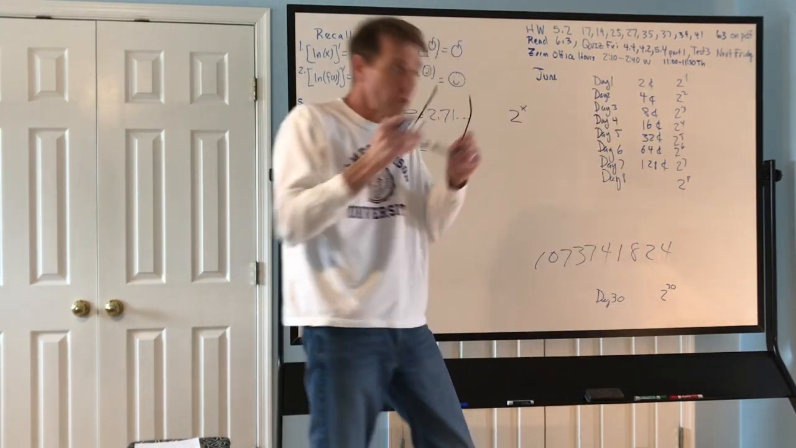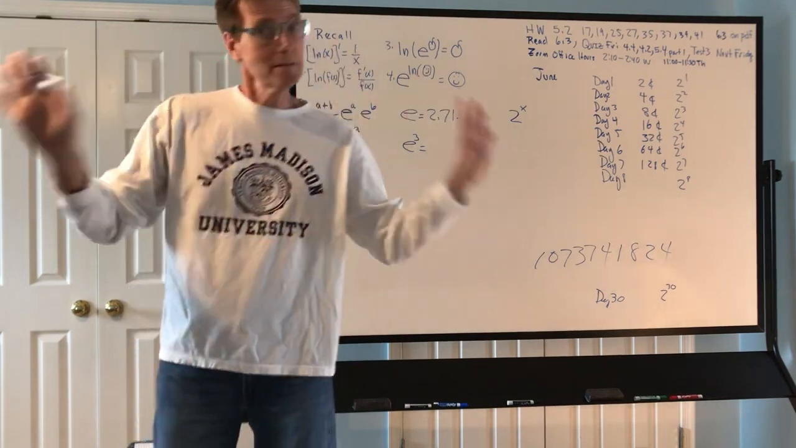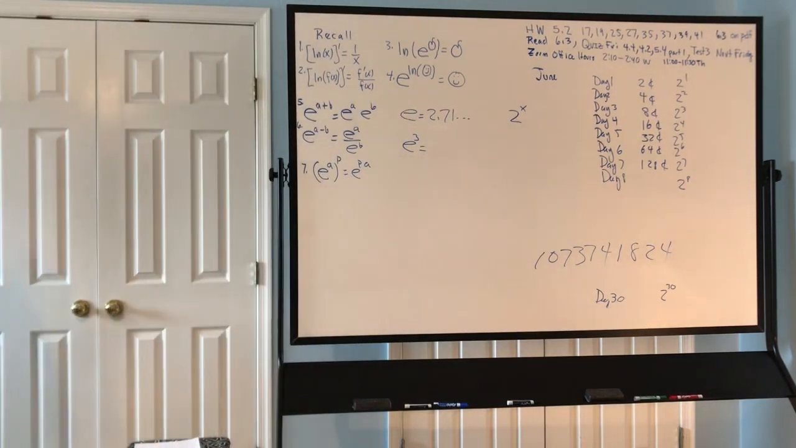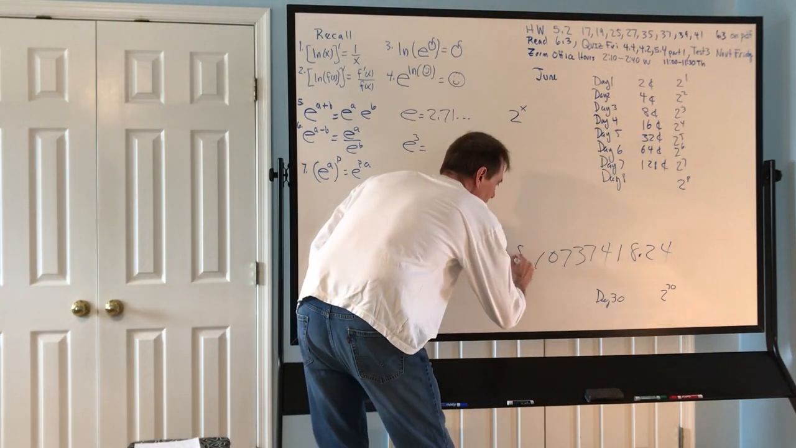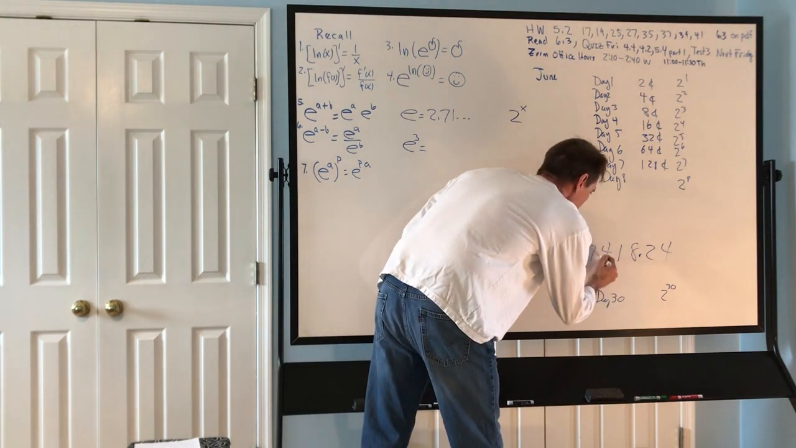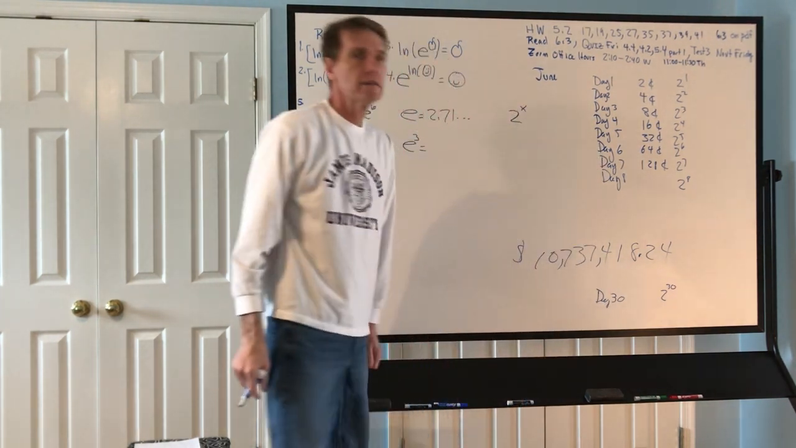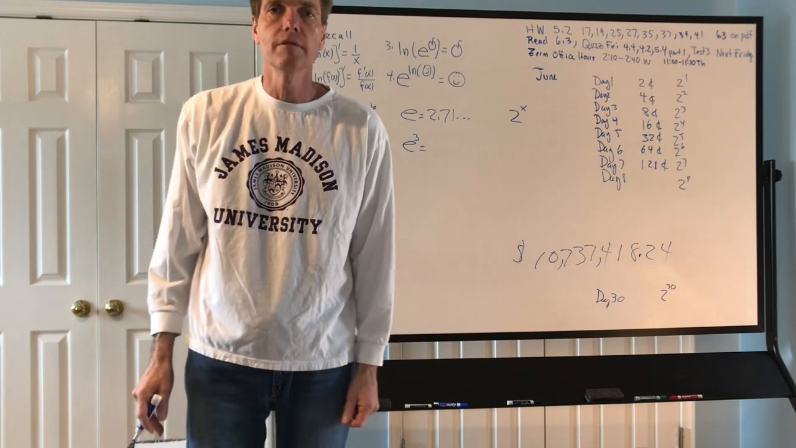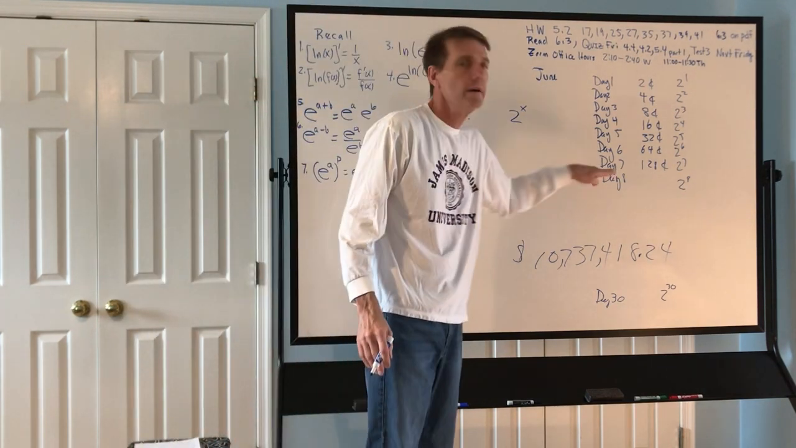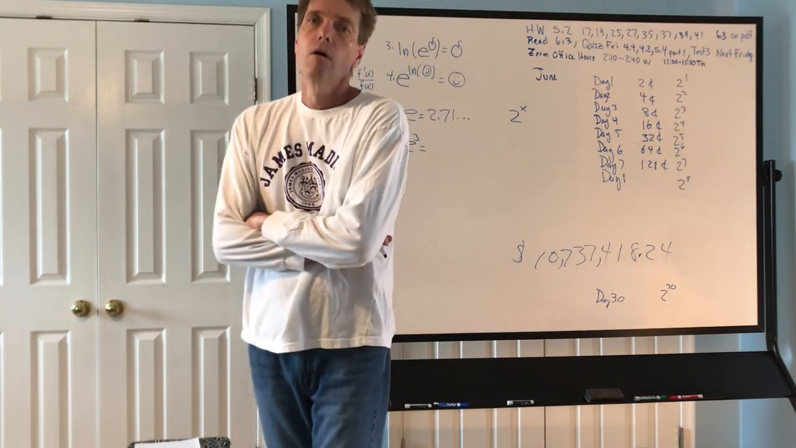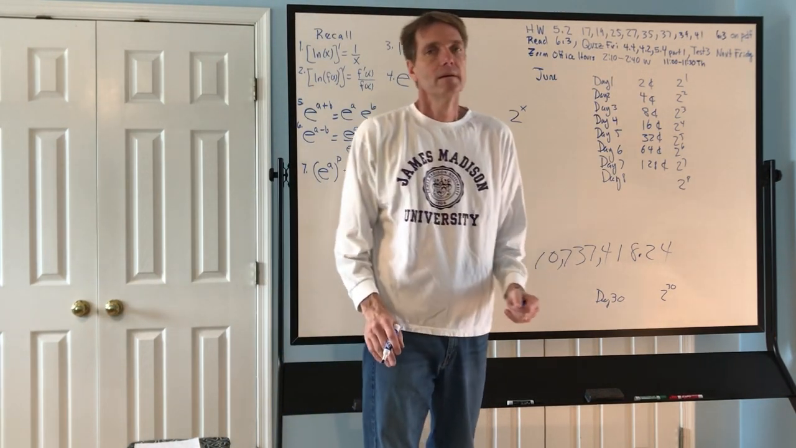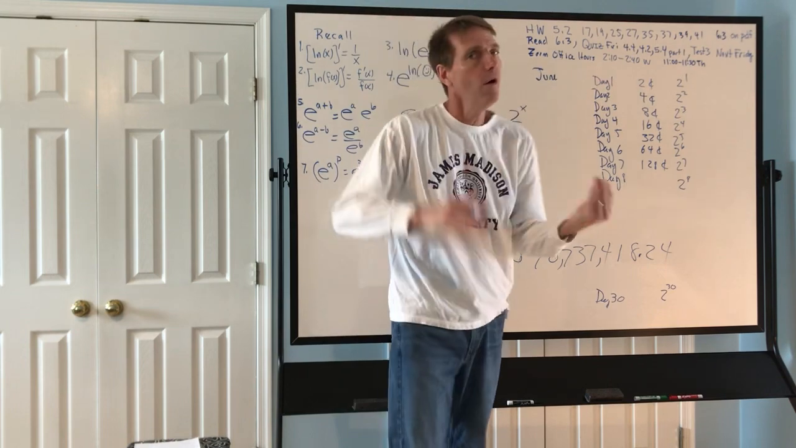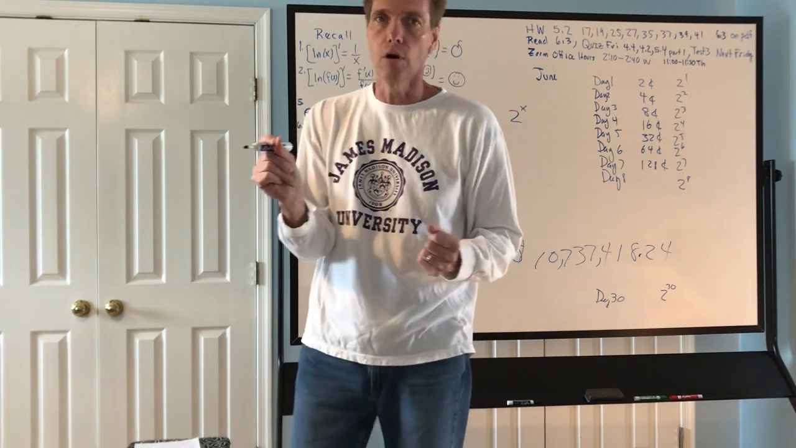Now we got to remember, these are pennies. These are Abe Lincolns. So if I do that, now we're talking dollars. If you look at that, it's almost $11 million that you've made on your 30th day.